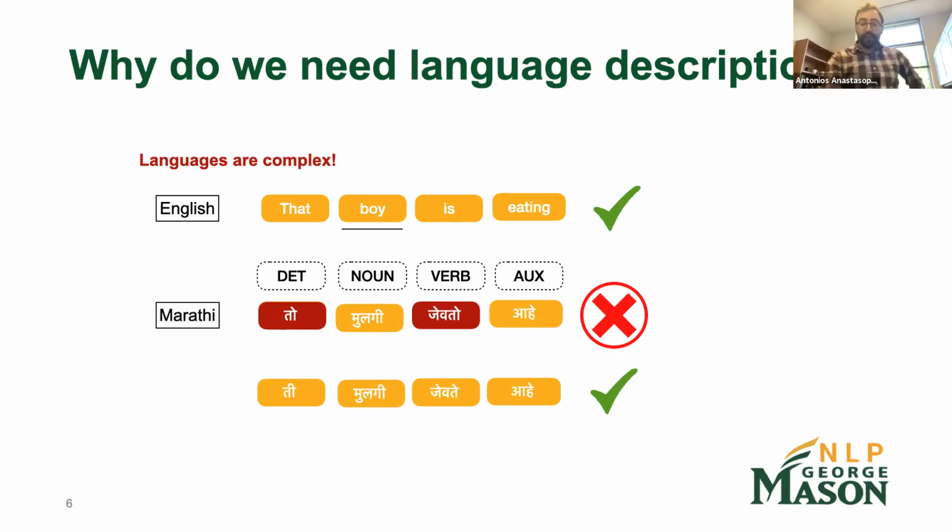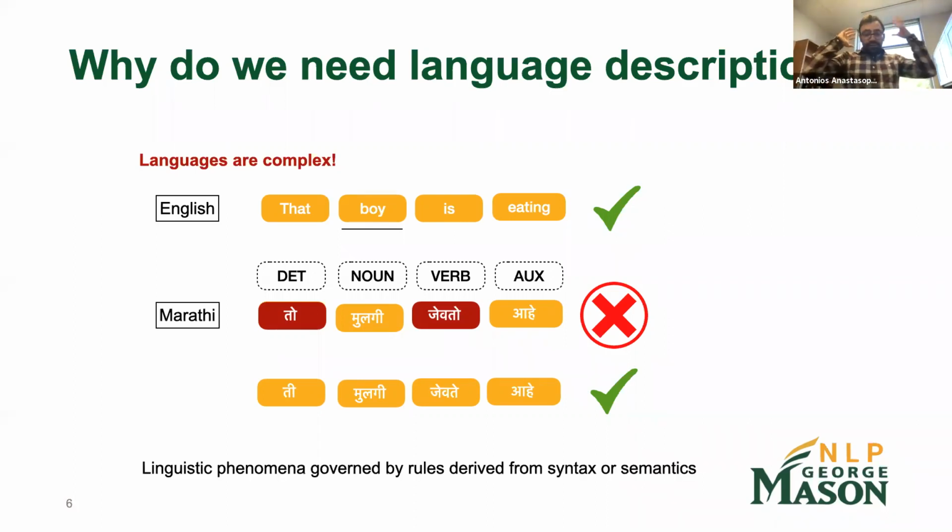So there's a lot of linguistic phenomena that are governed by rules, and these rules are described in syntax, in morphosyntax, and these rules can also be depending on the semantics of the words, and so on. So what we're trying to do is uncover these type of rules by just looking at text, like a bunch of raw text in the language.